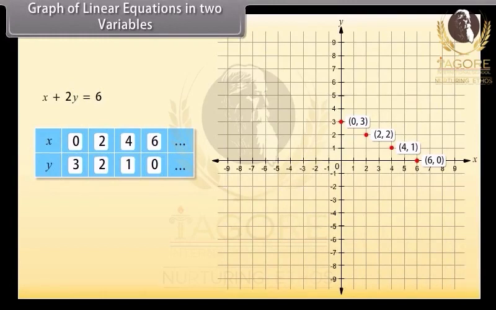Now join any of these 2 points and obtain a line. Let us join (0, 3) and (4, 1). Call this line AB. We can see that the other 2 points, (2, 2) and (6, 0), also lie on the line AB. Now pick another point on this line. Let us pick (8, -1). Is this a solution of this equation? Yes, this is, because by substituting the value of x as 8 and y as -1, we get the answer 6. So, (8, -1) is a solution.